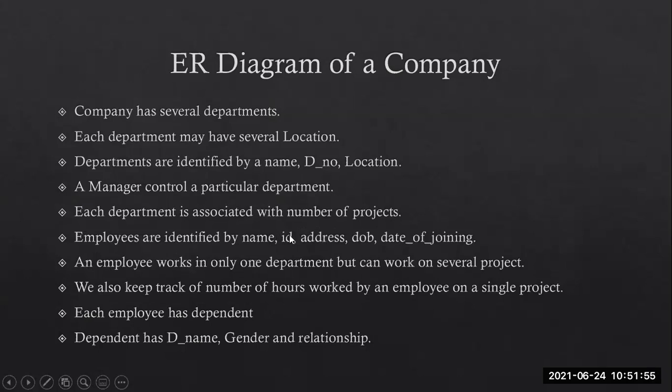Employees are identified by name, ID, address, date of birth, date of joining, gender, and salary here. An employee is assigned to one department. Now, our faculty you can take: the faculty is assigned to one department, but can take n number of subjects, and can take that respective subject in other departments also. But here, an employee is assigned to one department but may work on several projects, which are not necessarily controlled by the same department. It is not going to be controlled by the same department.